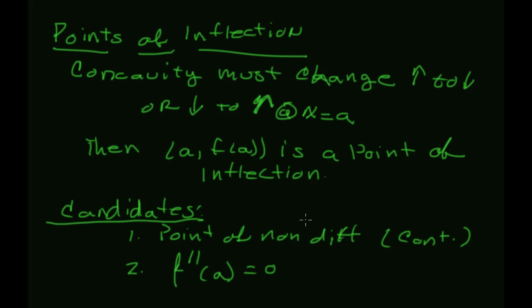Now, does it guarantee that you have a point of inflection when it's non-differentiable or when the second derivative is 0? No. That's where it can happen, but it doesn't always happen there. If it does happen, it'll be at one of these two places. But it doesn't necessarily have to happen there. You can have a second derivative be 0 and no point of inflection. The concavity doesn't change. So this just tells you where to start looking. So let's look back at our graph.